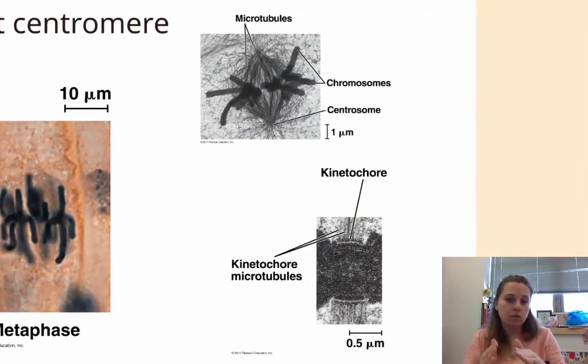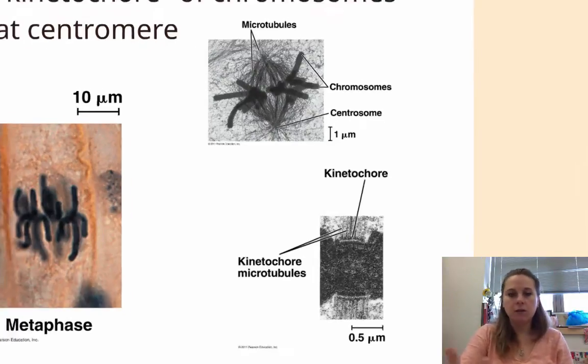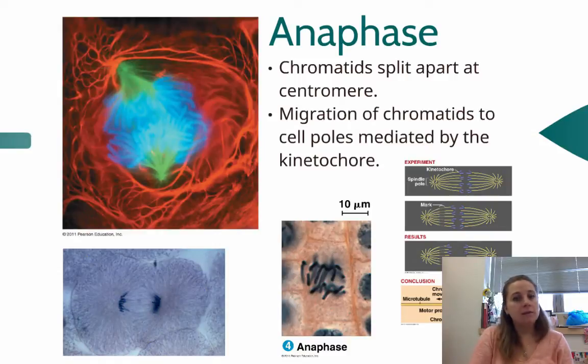So there you can see kind of what's going on there with the kinetochore at the centromere. Okay, microtubules coming off of it, and what's going on with the actual chromosomes sitting there. And all the rest of them, their arms are just kind of dangling out there. Then anaphase. Anaphase is where the actual chromatids split apart and you get migration towards the poles.